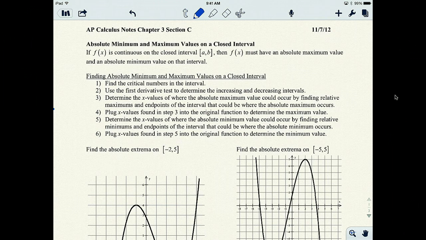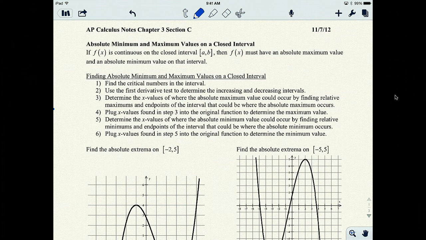So we're trying to figure out in the whole function, where is the absolute minimum and where is the absolute maximum. In the last lecture, we just talked about where is there a local minimum and where is there a local maximum. But we want to know where is the biggest or smallest value in the whole function.